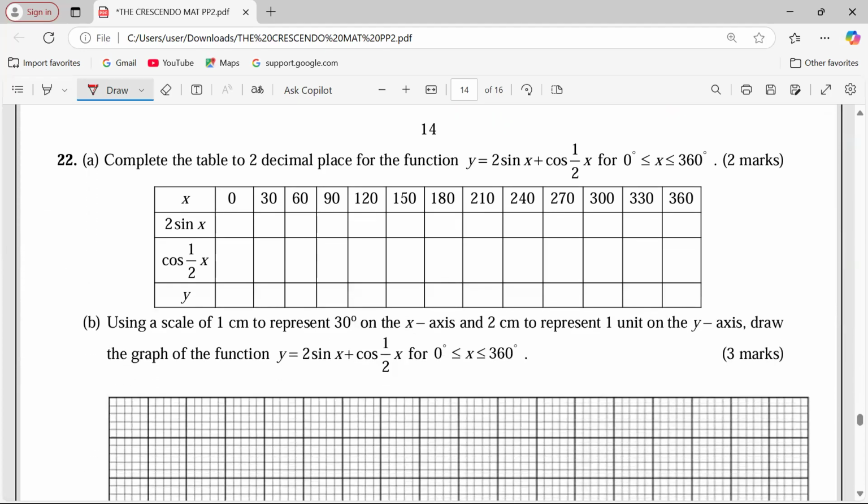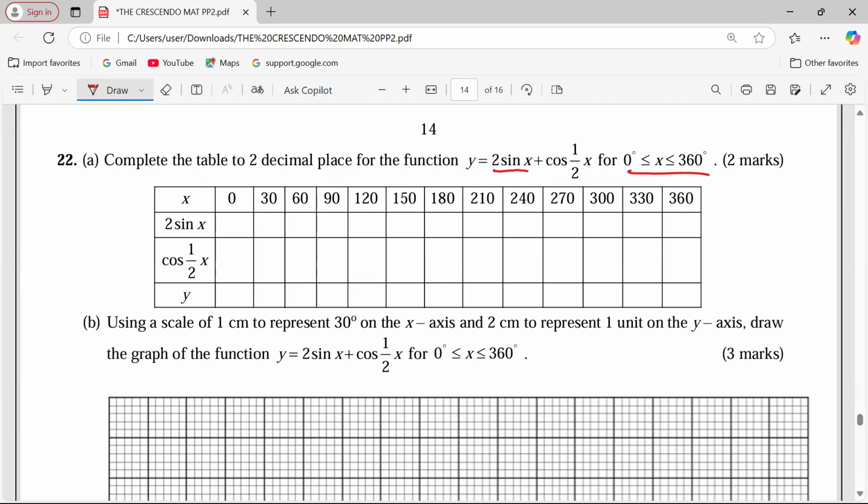Question 22, complete the table below to 2 decimal places. That is a very serious instruction, for the function y equals 2 sine x plus cosine of half x. Then the range is between 0 and 360. We have intervals of 30, from 0 to 30 to 60 to 90, and so on. Okay, so that is what we'll be doing now.